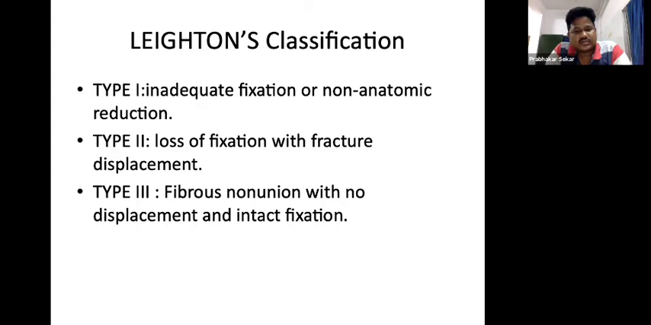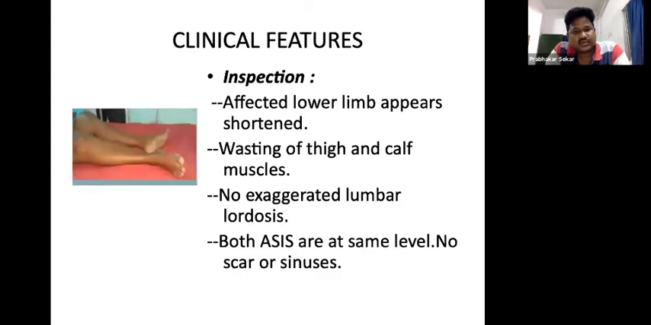With no displacement and intact fixation. So what are the clinical features? What do you see in fractured neck of femur?